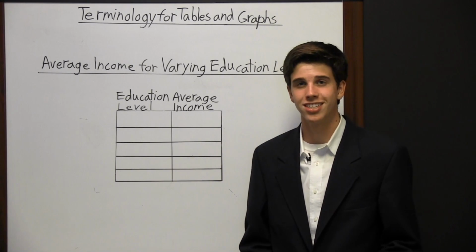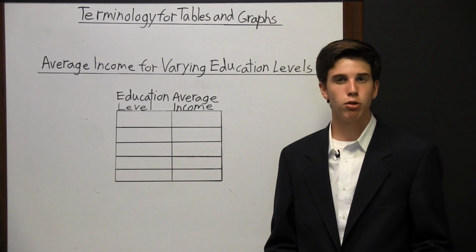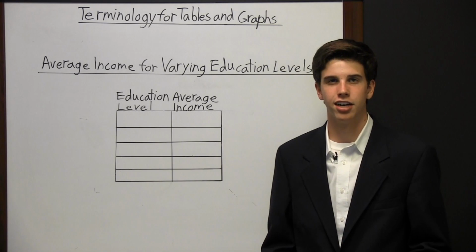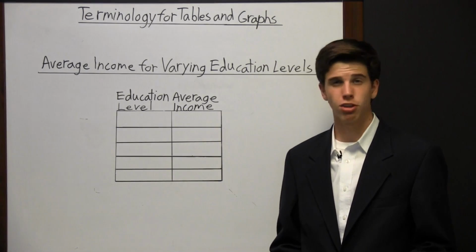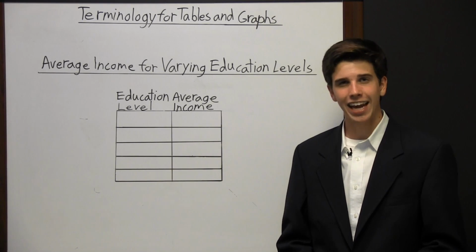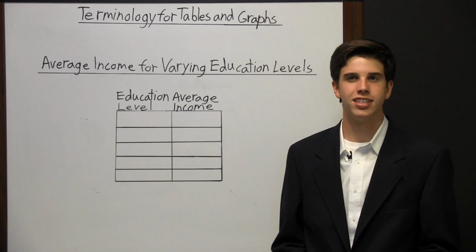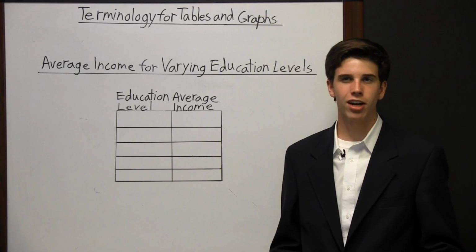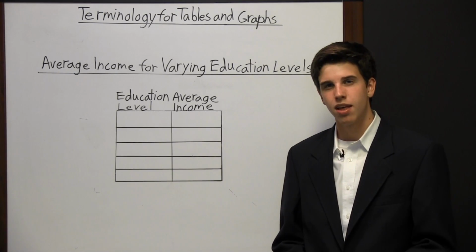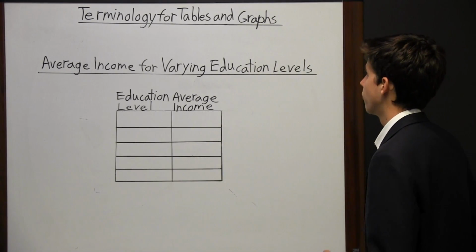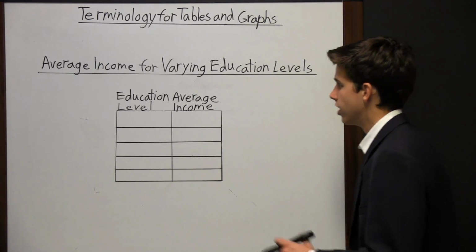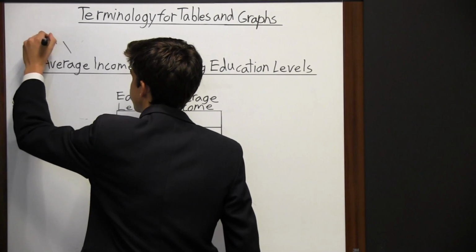Tables are presented in standard format so that they will be easy to read and easy to understand. At the top of a table, there will be a title. And so this will be a short phrase indicating the information the table or graph intends to convey. So the title of a table could be something like price of milk compared to demand, or in this case, the average income for varying education levels. So this right here is the title.